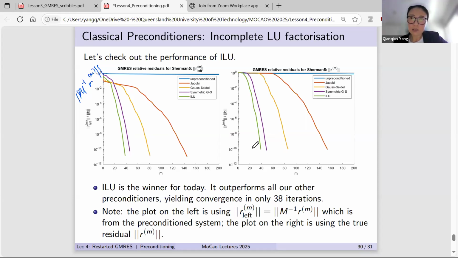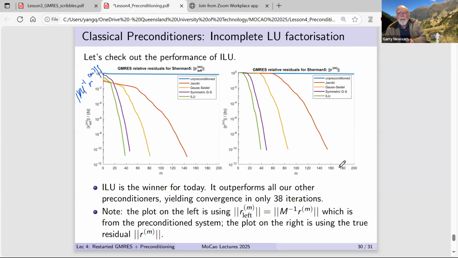For this example, not much difference. Yes, whether left or right preconditioning is used in practice, people have different preferences. For this discussion, to keep things simple, I'm just focused on the left preconditioned system, also because MATLAB implements left preconditioning, so I try to keep the story consistent. But of course, you can apply it on the right. That means you are solving A M inverse U equals B, and then you solve for U first, and then compute X as M inverse U.